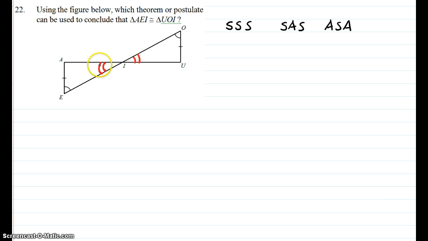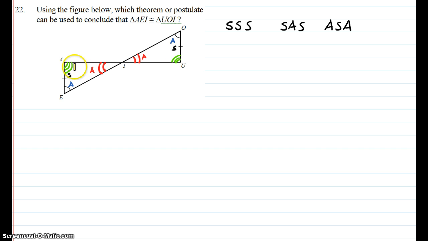And so now I have angle, angle, side. And that's not one of my 3 choices. But what happens in a triangle is that if I know 2 of these angles are congruent, then I know that the third angle is also congruent. So that means that I can say that this angle, angle A, is going to be congruent to angle U by the third angles theorem.